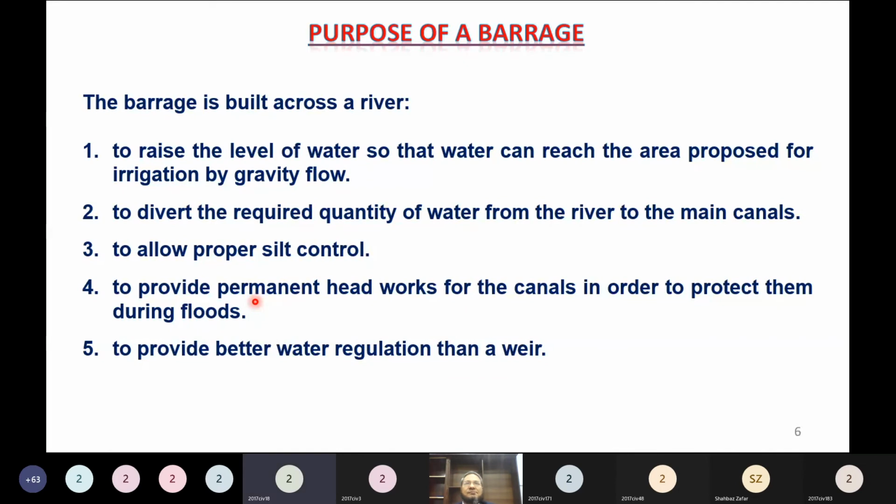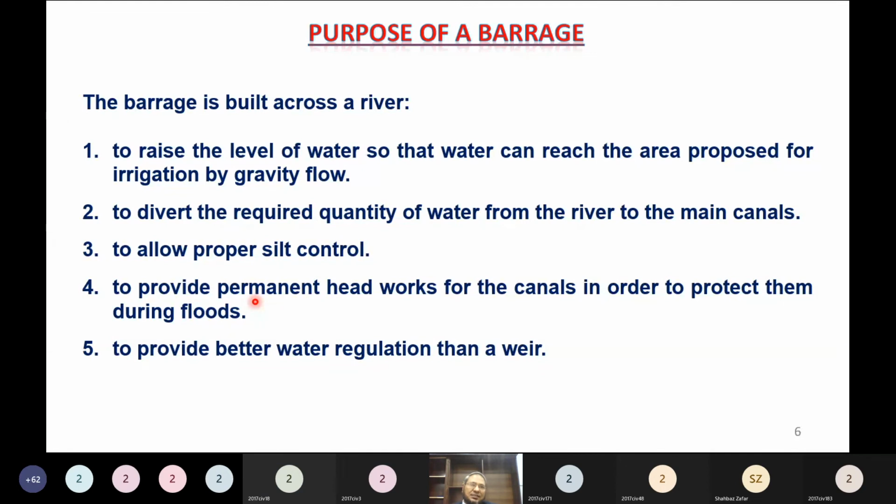Sir, if we allow the flood water to go into our main canals, then it will invade the surrounding areas. So, then what will happen? So it will enter into the surrounding areas. Actually, that is not the reason.